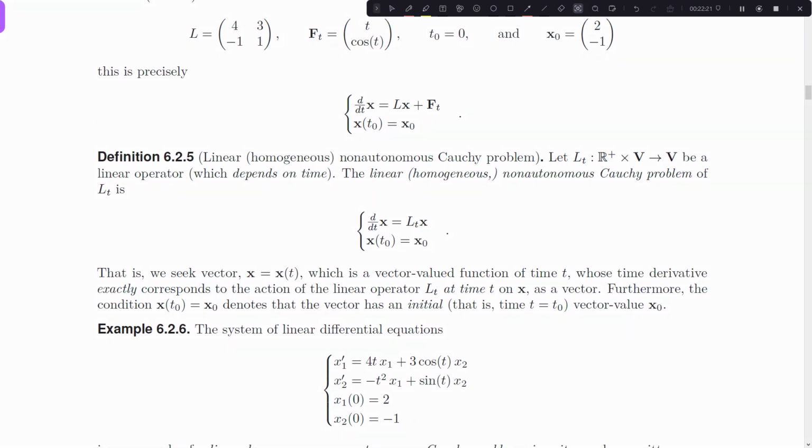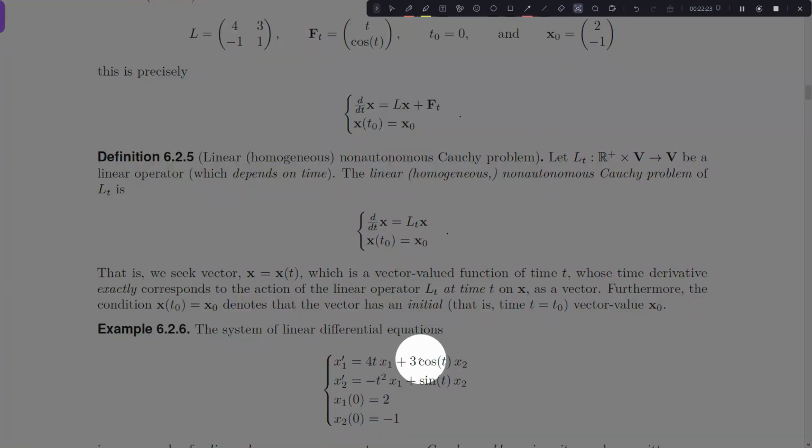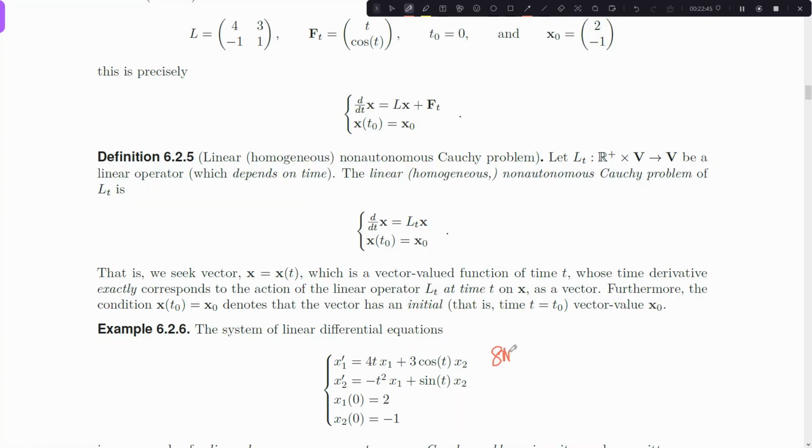So what I've done in this system is modified the coefficients. The coefficients before in the autonomous systems were 4, 3, -1, and 1, but now I've modified each coefficient to depend on time. So the coefficient 4t depends on time, 3 cos t depends on time, -t squared depends on time, and sine t depends on time. So since the coefficients of L depend on time, this is non-autonomous.